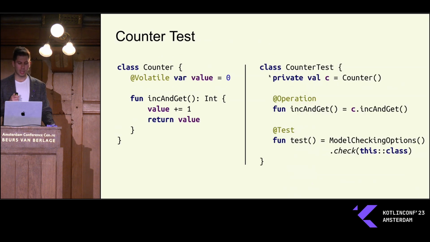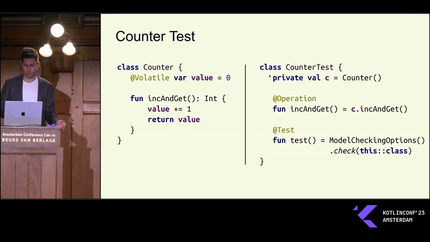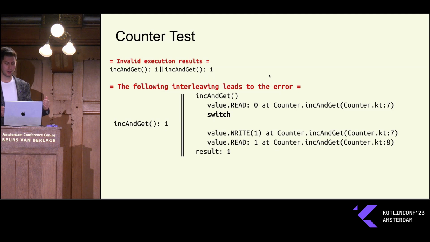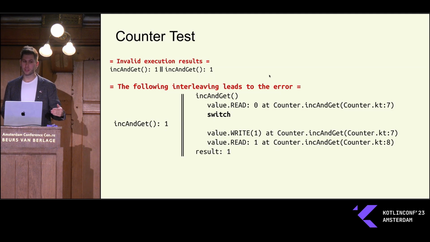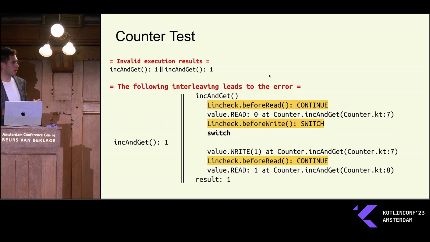And if we write a Lincheck test for the counter, take a look at its 7 lines of code. This test will fail with the following error. So it provides an interleaving that explains the error. And what actually is going on beyond the analysis is that Lincheck added these beforeWrite function calls that decide whether we continue the execution or we switch to another thread.